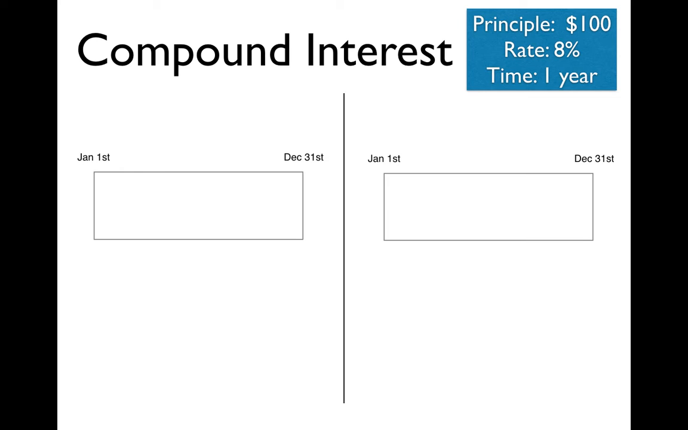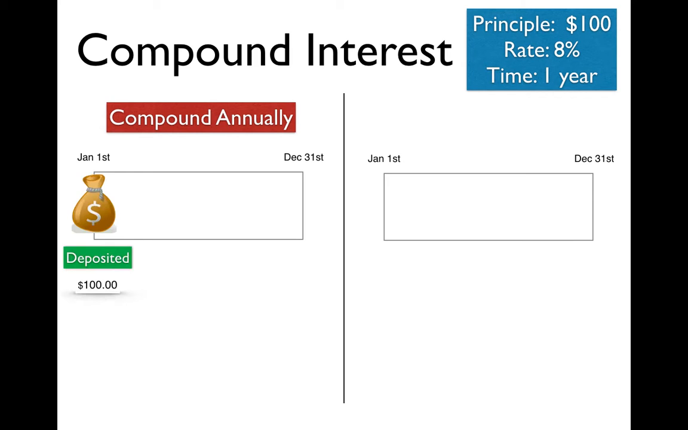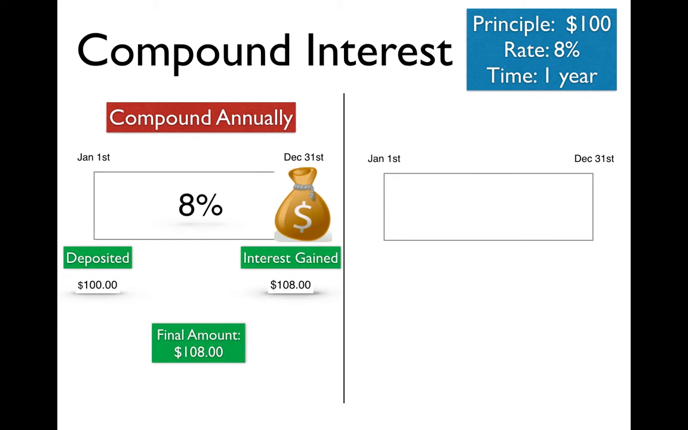Let's pretend that this is a savings account, and you put in $100, and you get a savings rate of 8% per year. So if we were going to compound this annually, basically what that means is that your interest is calculated at the end of the year. So we put in our money on January 1st. We deposit $100. The whole year goes by, and we get 8%, and our bank account grows, and hey, what do you know? We got a final amount of $108 in our bank account. So it's compounding annually, just one time at the end of the year.